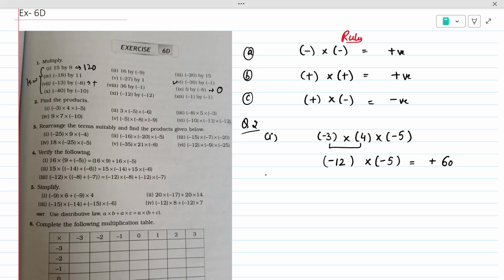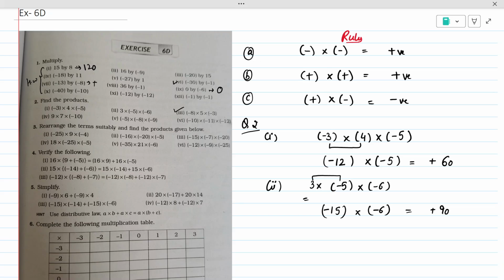Now coming to the second, it is also easy, kids, but again I'm doing this. The second is 3 into minus 5 into minus 6. What we have to see here is that this is plus and this is minus. If we multiply these two first, we will get minus 15, and then we have to multiply this with minus 6. 15 into 6 is 90, and minus into minus is plus. So the answer is plus 90 here.